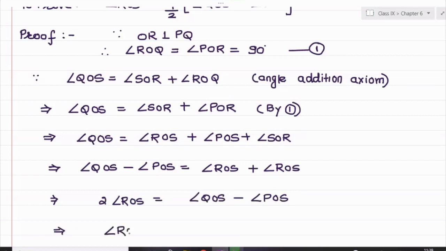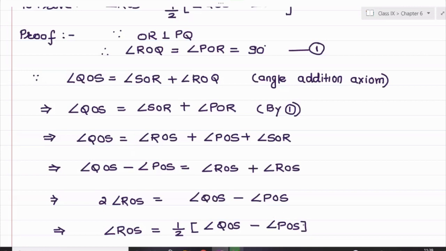So the value of angle ROS will be equal to 1 upon 2, then in the bracket angle QOS minus angle POS. Because that 2 is coming in the denominator, I am writing it in the form of a fraction. So that is also possible. So this was required to be proved in the question.